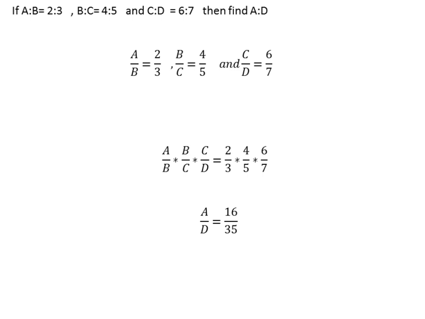Now I am multiplying all. So A upon B into B upon C into C upon D will be equal to this. Now we can see we can cancel out B and we can cancel out C. So the only one left is A upon D. And here solving it I will get 16 upon 35. So our answer is A is to D is 16 is to 35. Now I am taking the next question. One more question is there.